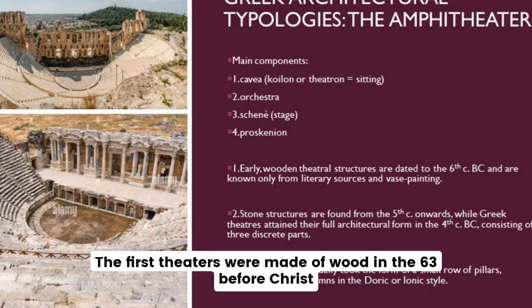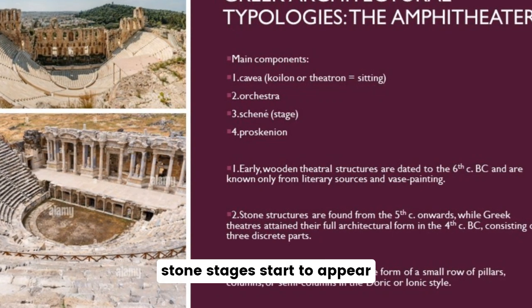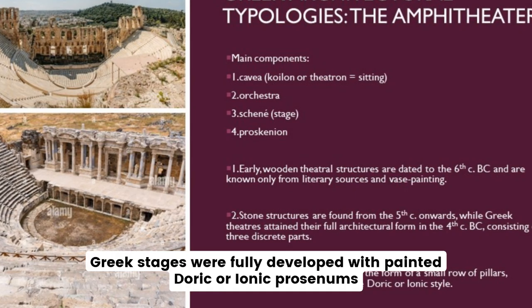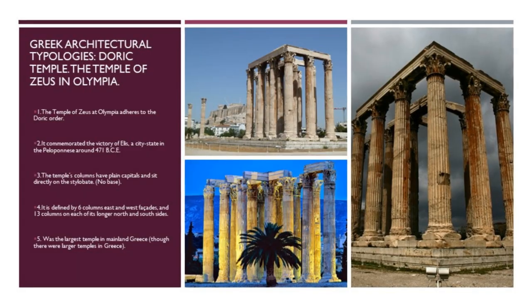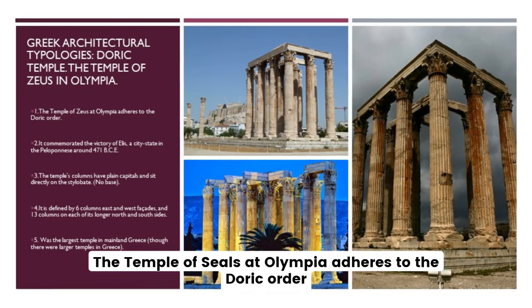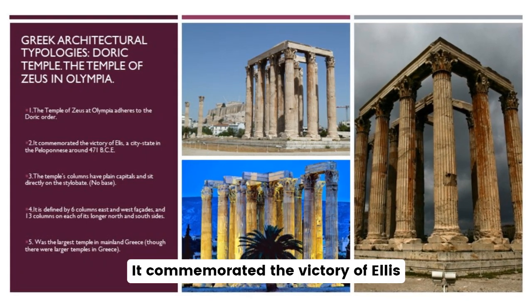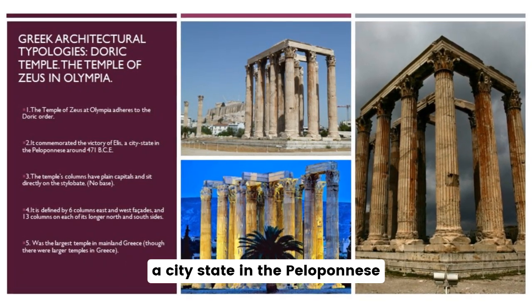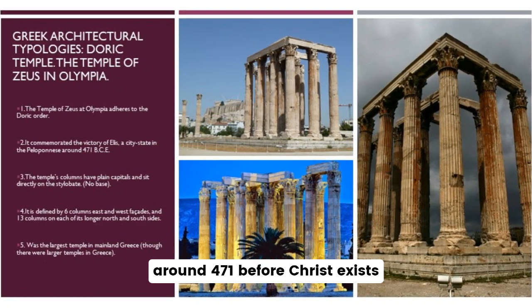The first theaters were made of wood in the 6th century before Christ. In the 5th century, stone stages started to appear. By the 4th century, Greek stages were fully developed with painted Doric or Ionic prosceniums. The Temple of Zeus at Olympia adheres to the Doric order. It commemorated the victory of Elis, a city-state in the Peloponnese, around 471 before Christ.